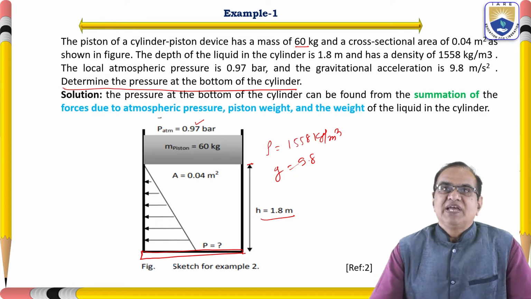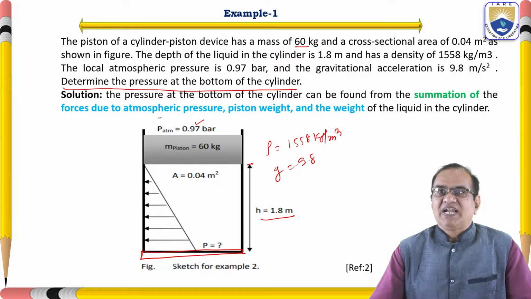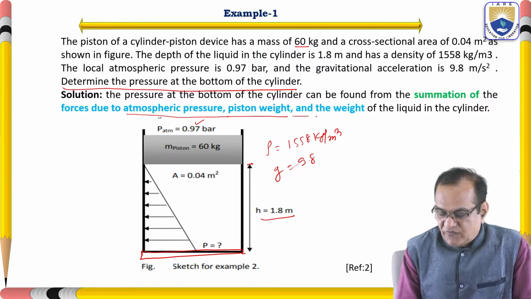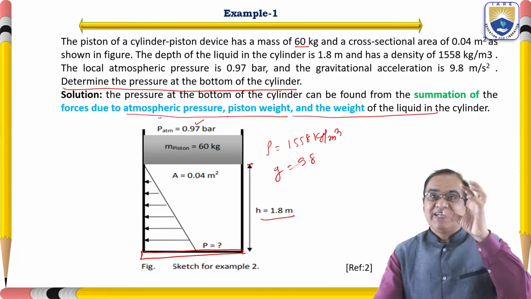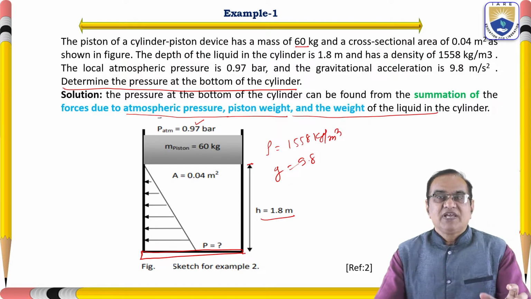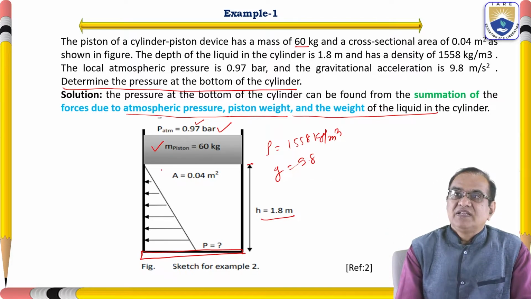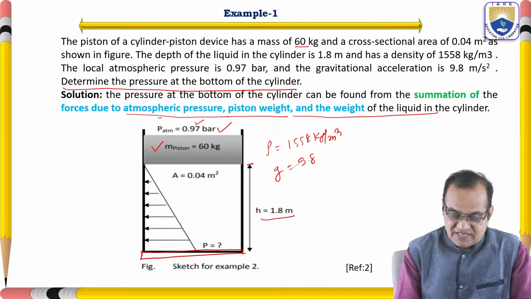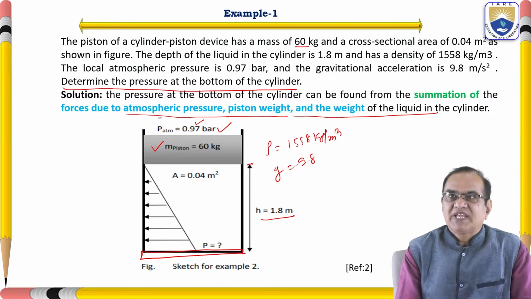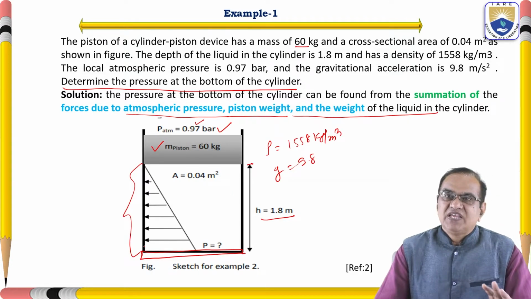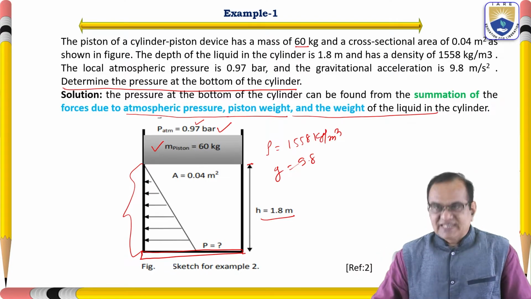Here, the pressure at the bottom of the cylinder can be found from the summation of the forces due to atmospheric pressure, piston weight, and the weight of the liquid in the cylinder. So there are three things: the atmospheric pressure, the piston weight, and the liquid weight from here to here. How much is the liquid weight? We have to sum it up and we will get the answer.